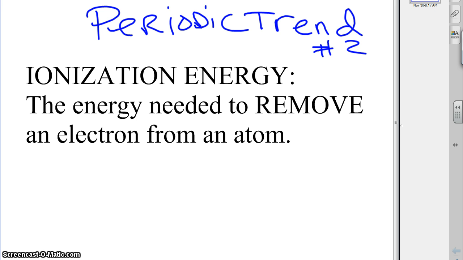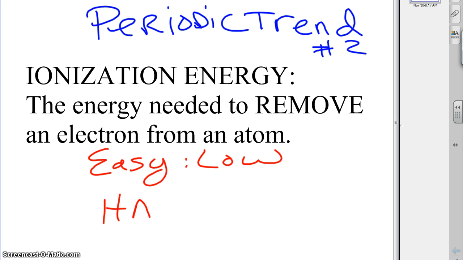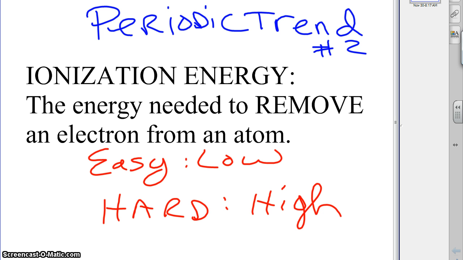And as you go through that, think about it this way. If something is hard to do, it takes a lot of energy, high energy. If something is easy to do, it takes not very much energy, low ionization energy. So if it is easy to remove an electron from an atom, then it would be low ionization energy. Easy to do, it's low. Hard to do, it's high. And people sometimes confuse those, but it's not too bad.